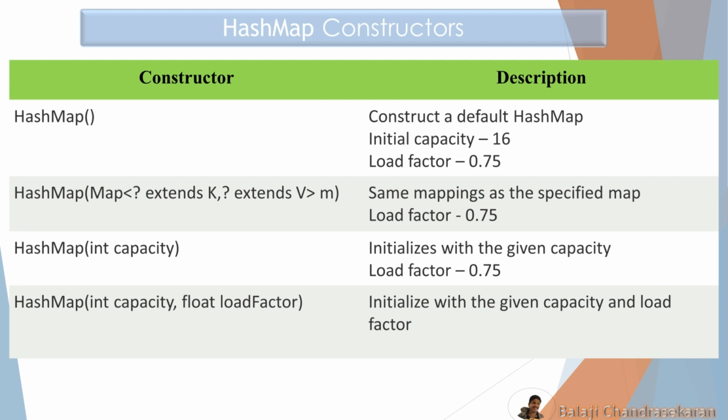The hash map constructor with the initial capacity and the load factor parameters creates an empty hash map with a specified initial capacity and load factor. These constructors allow you to create hash map objects with different initial capacities and load factors or to initialize HashMap objects with the mappings from another map.